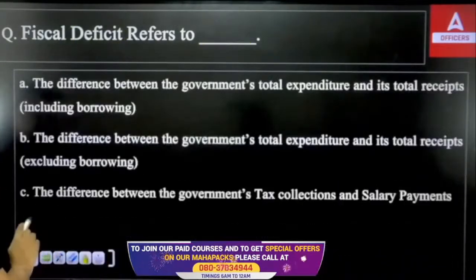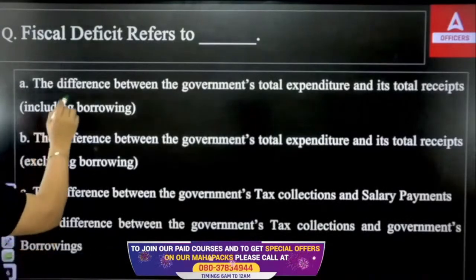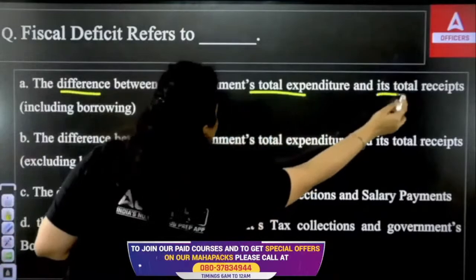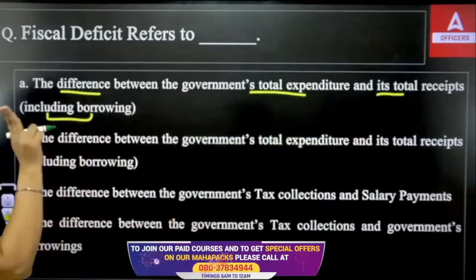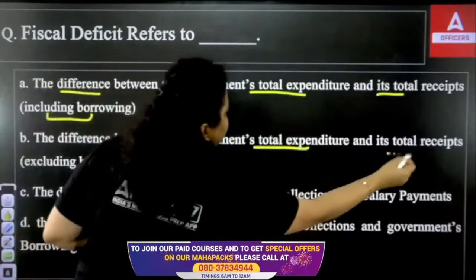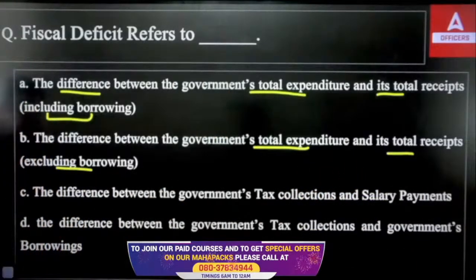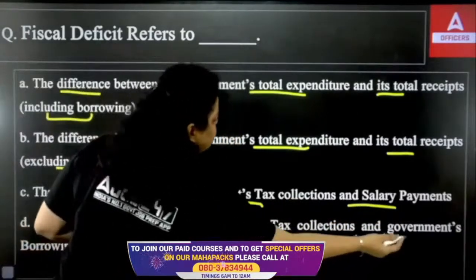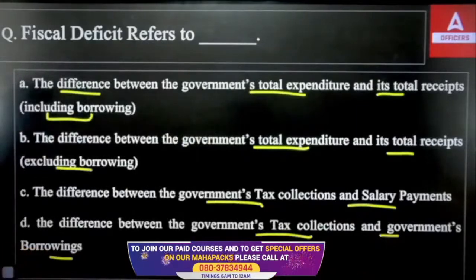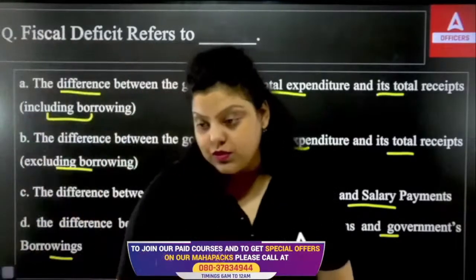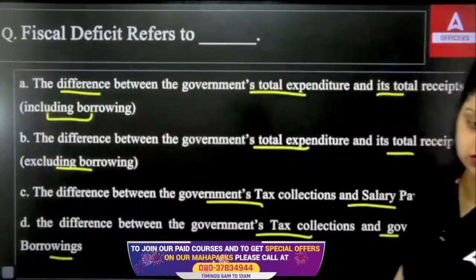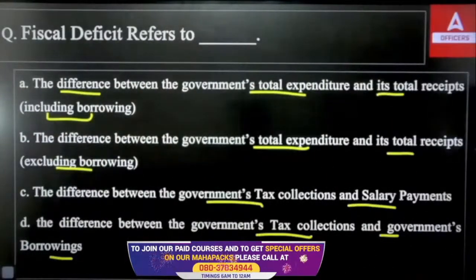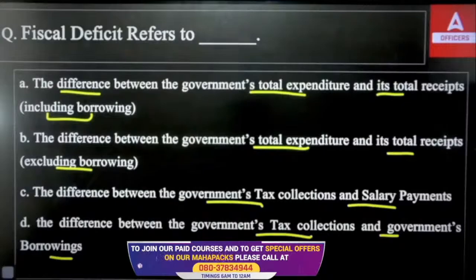So we have certain options here. The first: the difference between government's total expenditure and its total receipts, including borrowing. Second: the difference between government's total expenditure and total receipts, excluding borrowing. Third: the difference between government's tax collection and salary payment. Fourth: the difference between government's tax collection and government's borrowing. So which of the following is the fiscal deficit? Let me know which is correct: A, B, C or D.